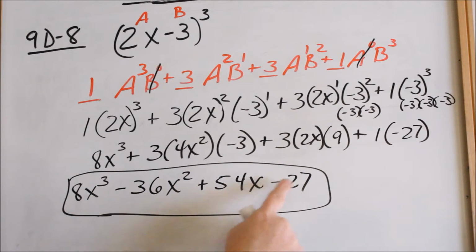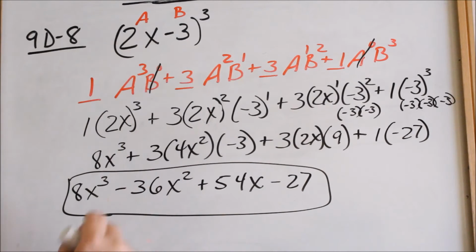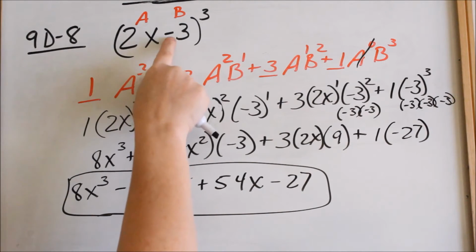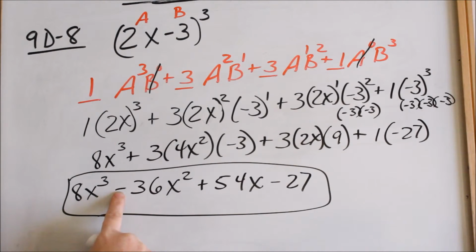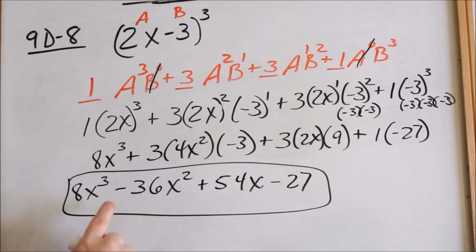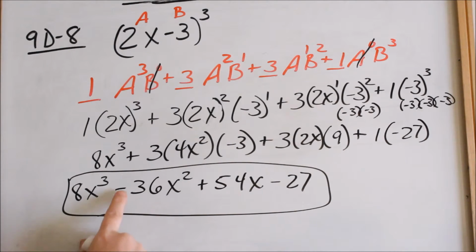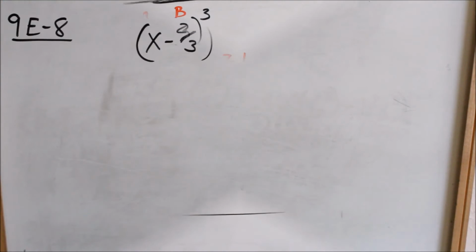3, 2, 1, no x's. When you have a subtraction sign here, your signs will alternate. You should start out with a negative first. Here's a positive, then you have a subtraction, positive, subtraction. So when you have a negative sign up here in your parentheses, a subtraction, your signs will alternate down here. So that's just something to watch for as well.